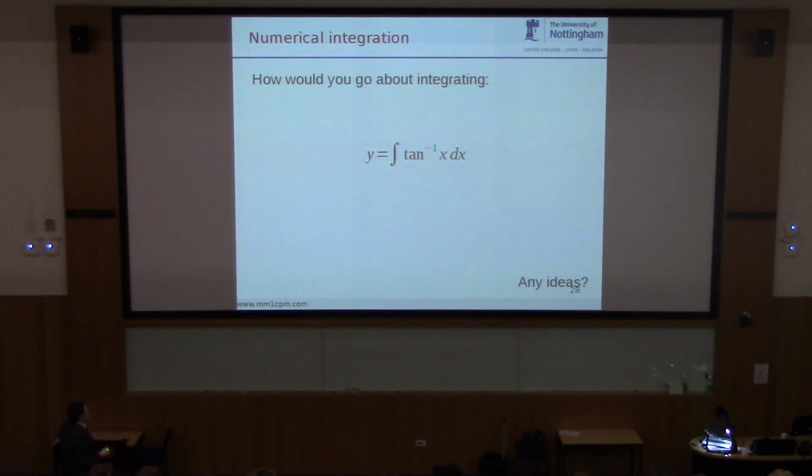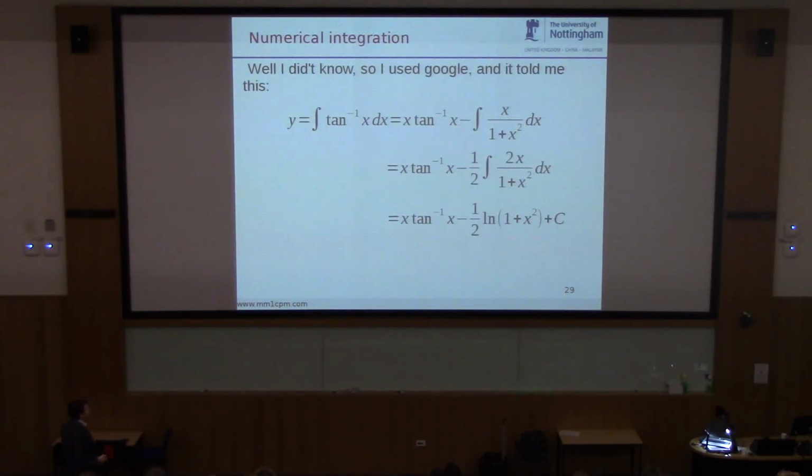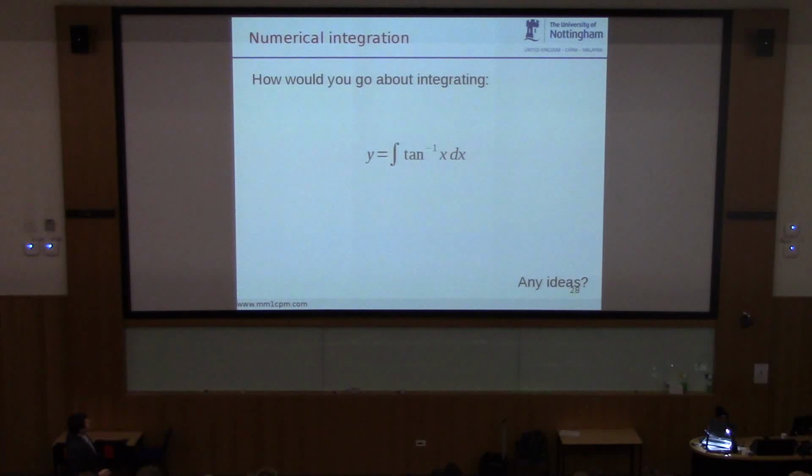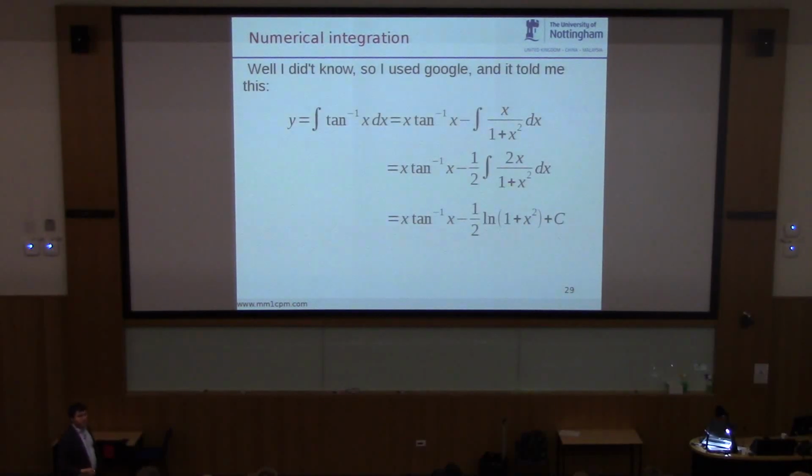Now, how would you integrate that? Yeah, exactly. It's a trick question, right? I couldn't do that. I probably could just as I left school, but I can't remember how to integrate that. So what I did is I Googled it, and Google told me that if I wanted to integrate tan to the minus 1 x, this is the procedure I'd do. And this is an okay procedure, and I'd get the answer, and then I could maybe pop that into a computer to do some of this integration.